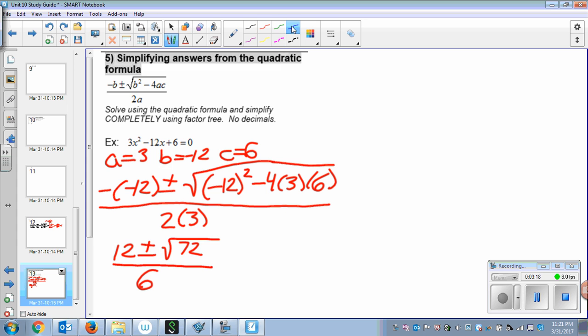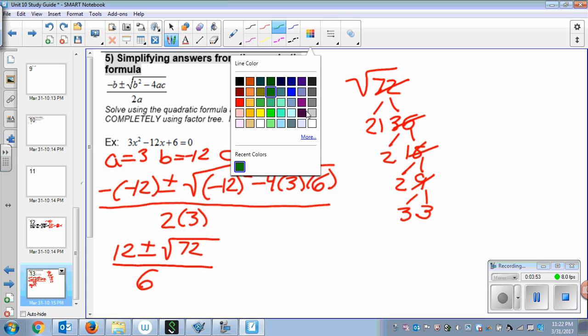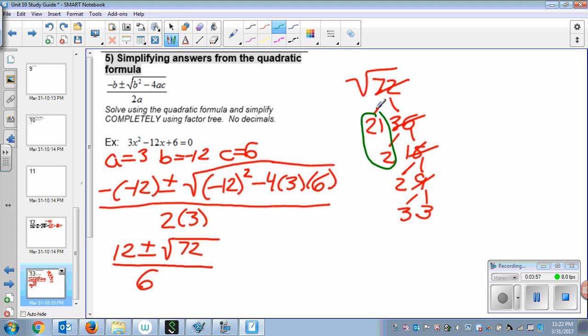Now I'm going to do a factor tree for 72. It's not a perfect square. So I've got 72. It's even, so I can divide it by 2, and I get 2 times 36. 36 is 2 times 18. 18 is 2 times 9, and 9 is 3 times 3. So when I look at my pairs, I have a pair of 2s and a pair of 3s. So I can take out one of the 2s, one of the 3s, and inside I still have a 2. So 2 times 3 is 6, and then I have the square root of 2.